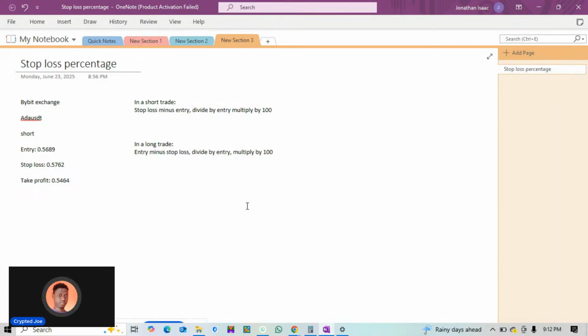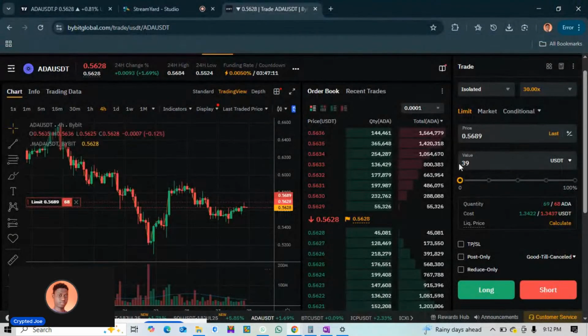So if you want to lose $5, you divide 5 by 5.62, then you put the percentage symbol beside it on your phone calculator or laptop calculator. Whichever answer it gives you before the decimal point is what you place here on your Bybit, in the second box here. Then you set your leverage to make sure that your stop loss is far from your liquidation, either lesser than it if you're taking a short, or higher than it if you're taking a long. So that's basically it.